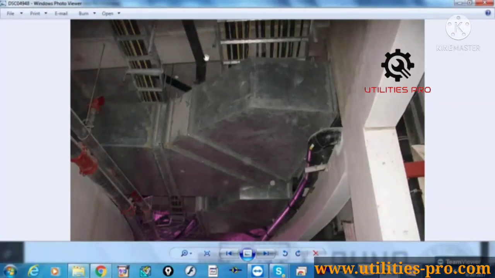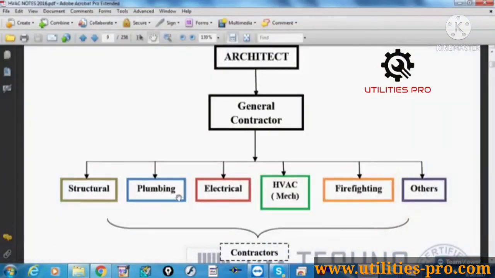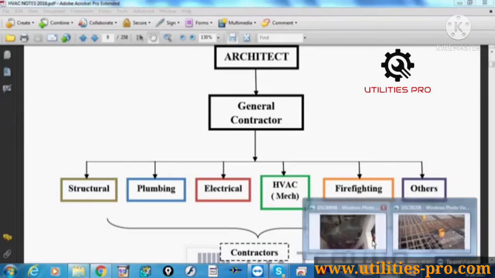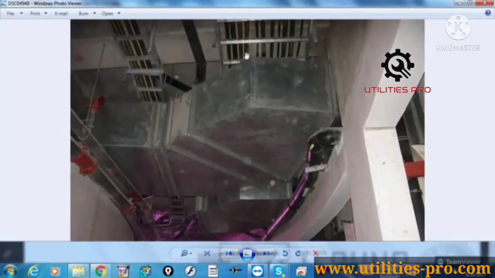So as per standard, the cable tray is going to run above the duct or just below the slab. Why? Two reasons. You see, first structure, then partly plumbing, then electrical. Why is electrical above the duct? The first reason is, if you run this cable tray below the duct, in future, if you want to do any maintenance work, it is difficult to access the duct.